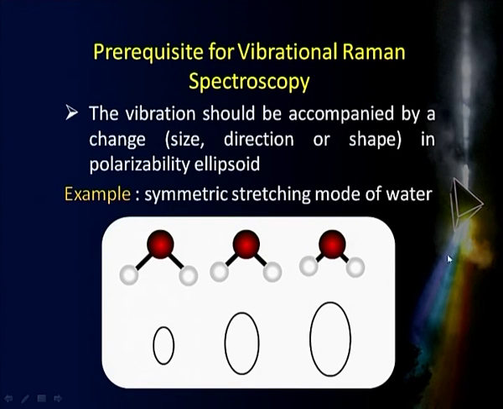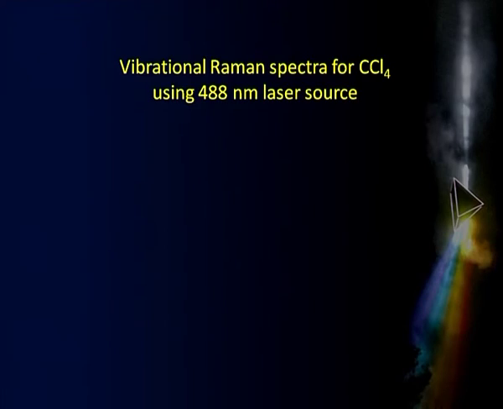On the other hand, when we get contraction, these bonds become shorter, the electrons are closer to the nucleus, the nucleus has a lot of influence, and the polarizability decreases. When the polarizability decreases, the ellipsoid becomes larger. So in this simple case, the water molecule undergoing symmetric stretching vibration shows a change in the size of the polarizability ellipsoid. So, this mode of vibration is going to be Raman active. That means I will see this mode of vibration in the Raman spectrum if I perform the experiment. Let us take an example.